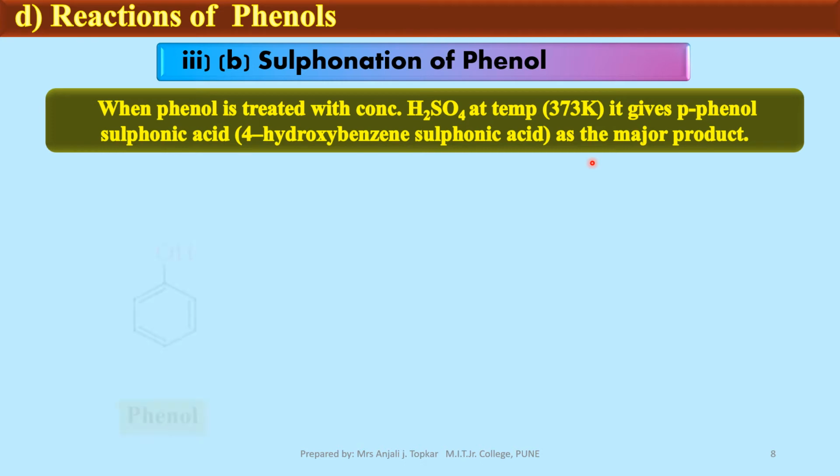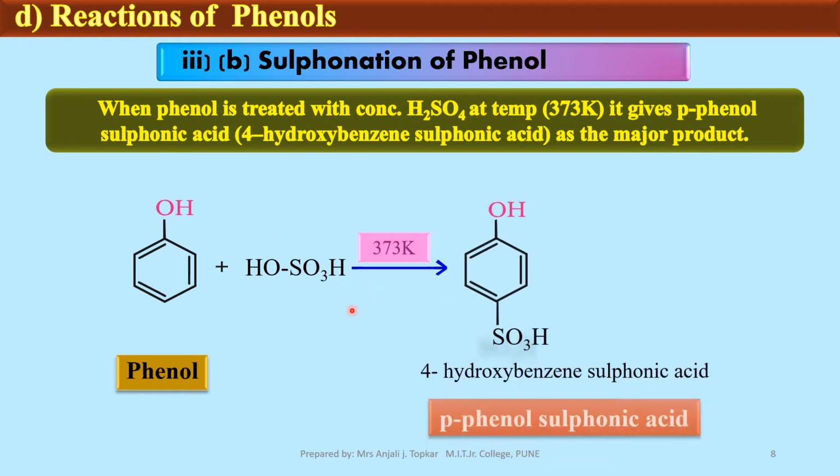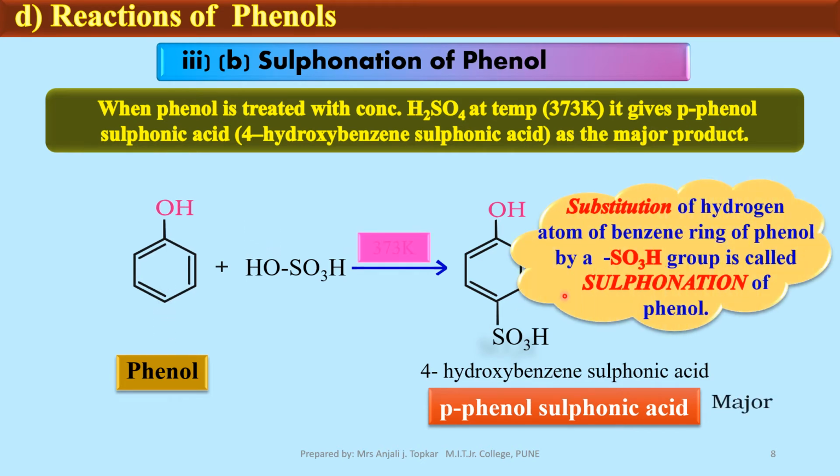As we can see here, phenol, when treated with concentrated H2SO4 at 373 Kelvin, forms paraphenol sulfonic acid or 4-hydroxybenzene sulfonic acid. Substitution of hydrogen atom of benzene ring of phenol by SO3H group is called sulfonation of phenol.